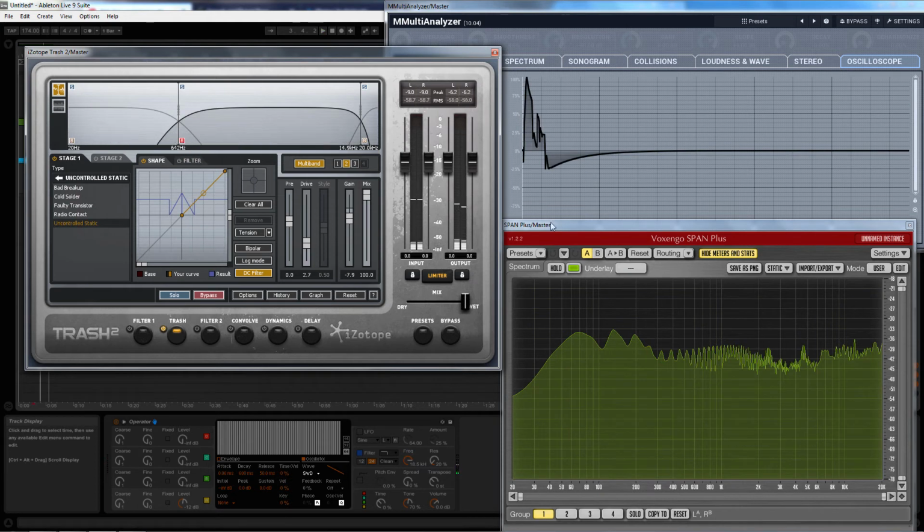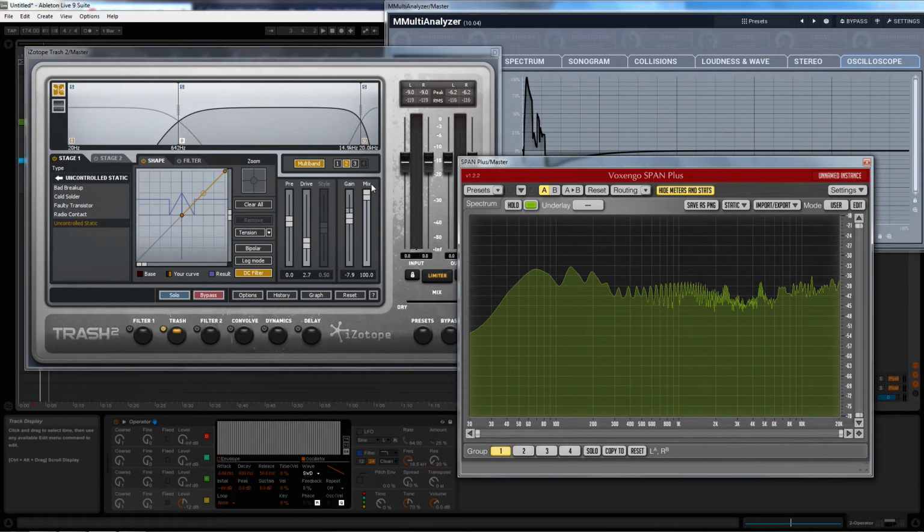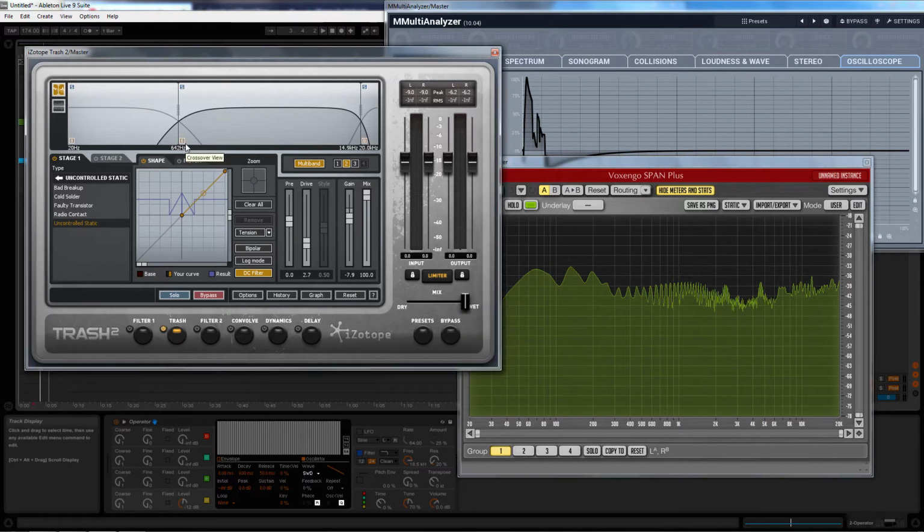Because the filtering takes place prior to the distortion, harmonics are still produced above where the frequency band is divided. So if I select between 3 and 800 Hz, there's still going to be harmonics above the 800 Hz range, but we're controlling what region is producing those harmonics.